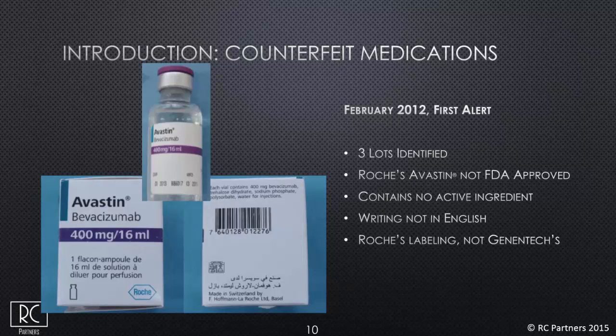You can see that there is writing on it that's not in English, and it was Roche's labeling, not Genentech's. The interesting thing here, and this is just an observation on my part, not necessarily an official thing, is that at this point in time, February 2012, Turkey had already put into place a track and trace system to track drugs coming into Turkey and have them validated at the pharmacy to be sure that they were not counterfeit.